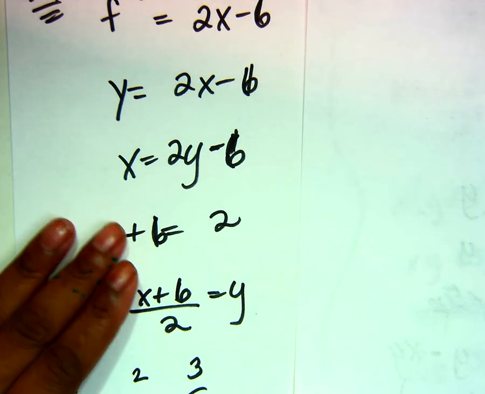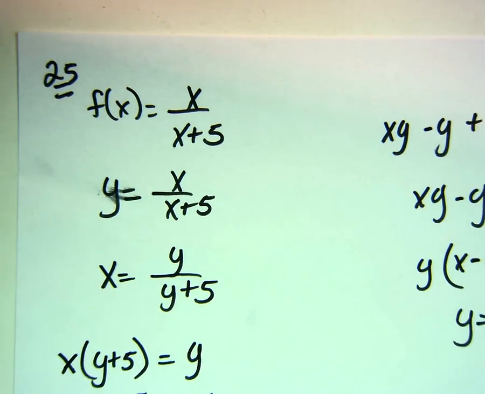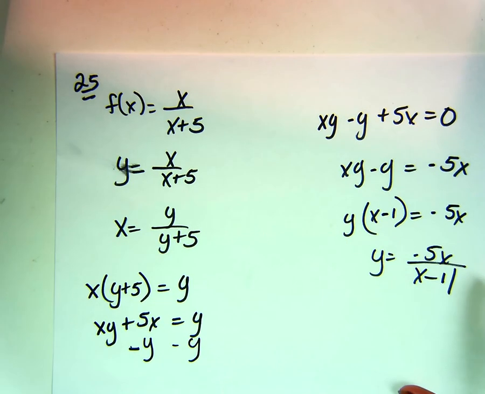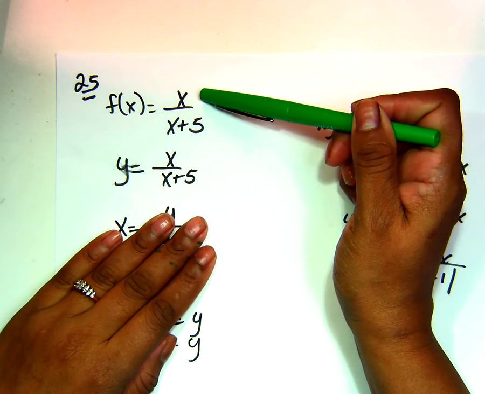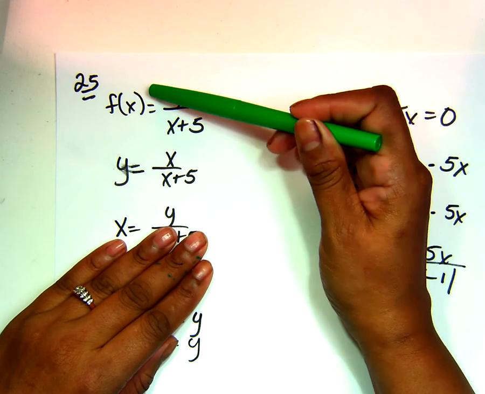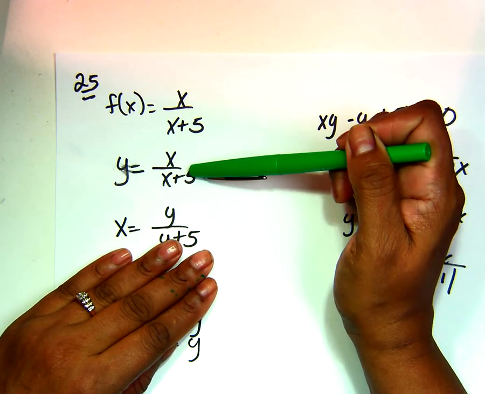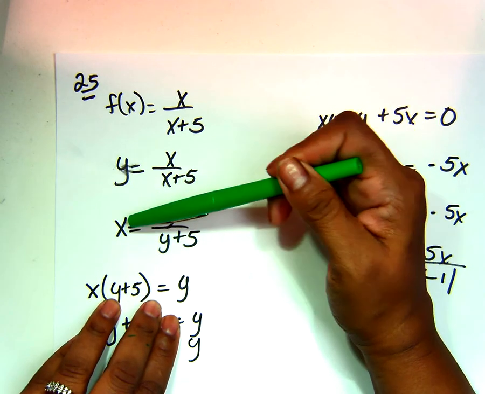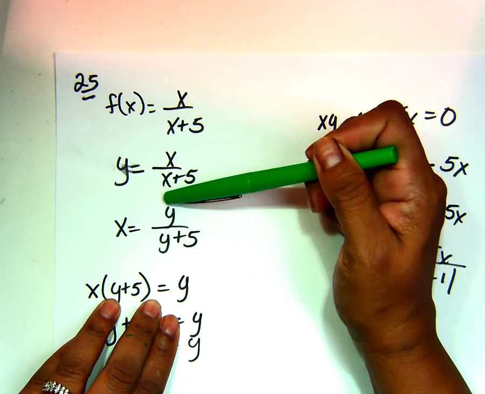Still moving along. Number 25. It was also a function. It's a little bit more complicated. So here's what's actually given to you right here. Step 1, I'm going to rewrite the function in terms of y. So now I got y equals x over x plus 5. Step 2, interchange your x's and your y's, so you're going to move them around.